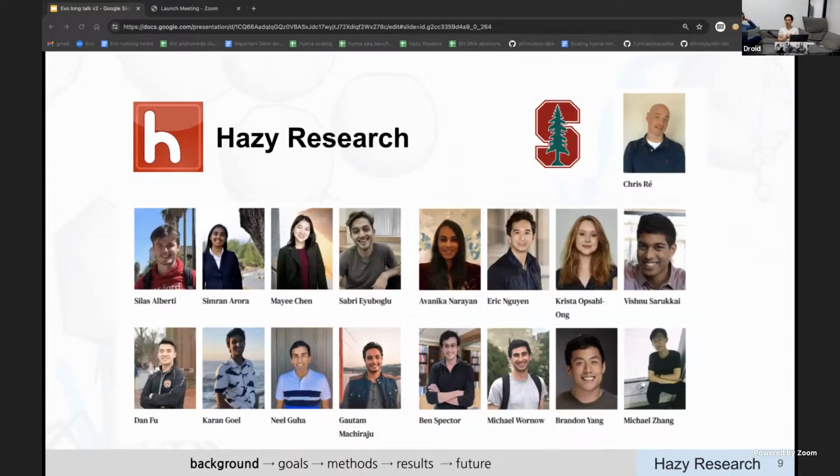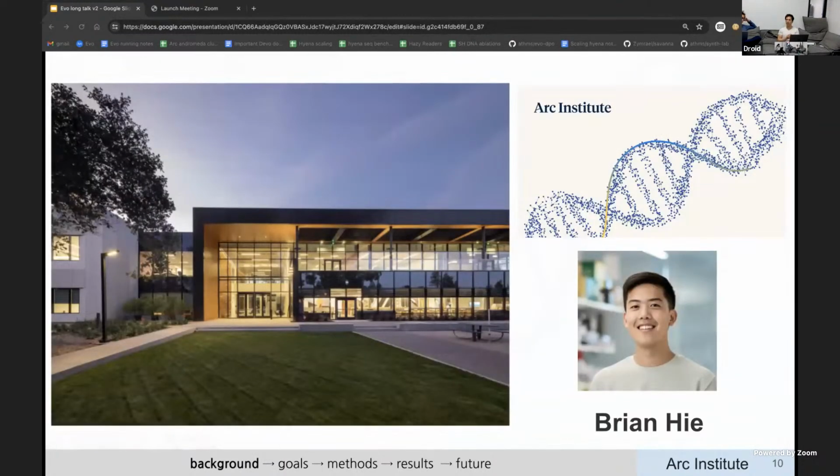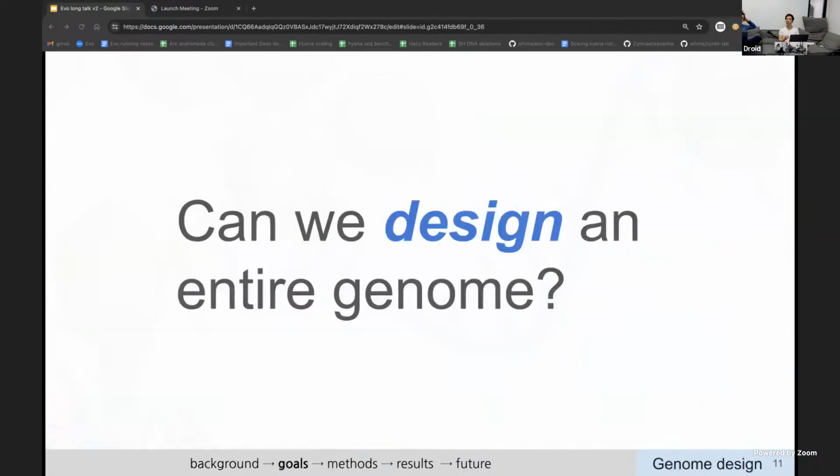And so with that context of not being able to design DNA, folks at Hazy Research, which is a machine learning group at Stanford headed by Chris Ré, and Brian Hie, who's a new faculty member in chemical engineering at Stanford, we joined forces to come together and ask a research question, which is, can we design an entire genome from scratch using AI?